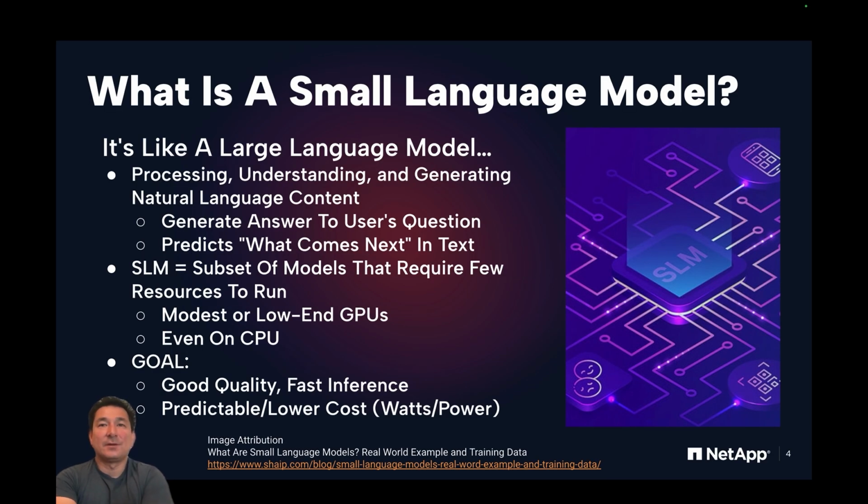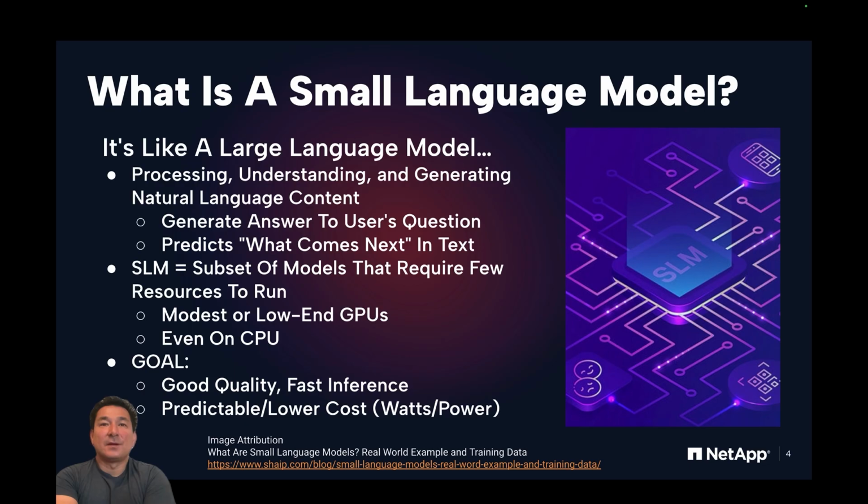A small language model is actually very similar process-wise to a large language model. Language models process text input, understand context, and generate natural language content. So if you've ever used anything like ChatGPT, Claude, or Gemini, those are very massive large language models. You ask a question, it generates an answer based on the context of that particular question. Language models predict words or tokens that come next in an answer.